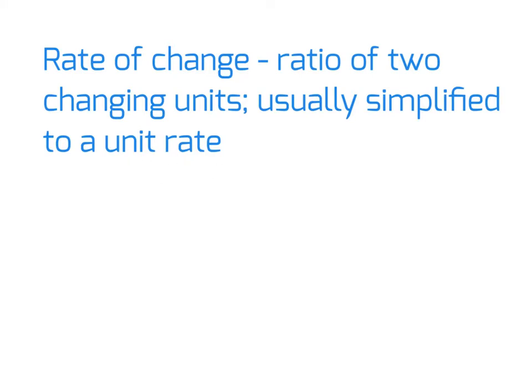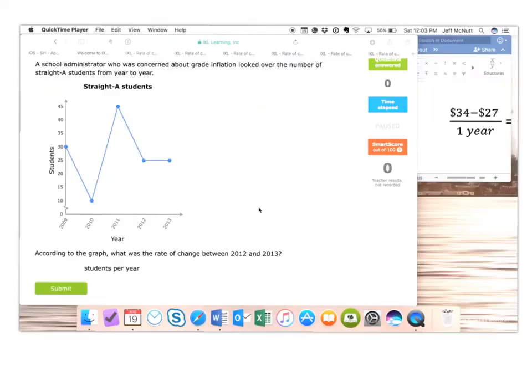A unit rate was a ratio of two different units, but notice the difference in this definition of rate of change: two changing units. With a unit rate, we didn't really look at a graph or a table necessarily to find it, but for a rate of change, we're probably going to look at a graph or a table or some sort of data to help us figure out what's changing, and both of them are going to be changing. Okay, and then we would simplify it to a unit rate. Once you get that written down, you can move on in the video.